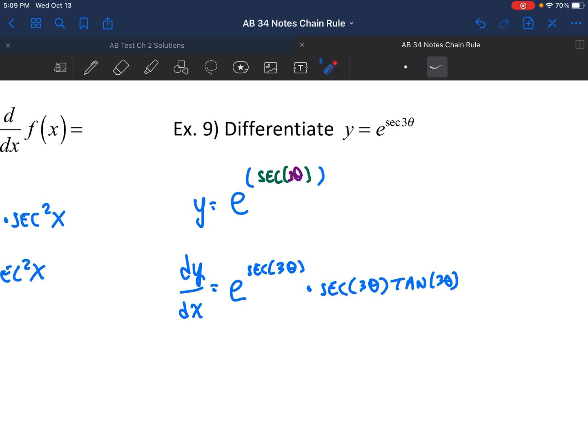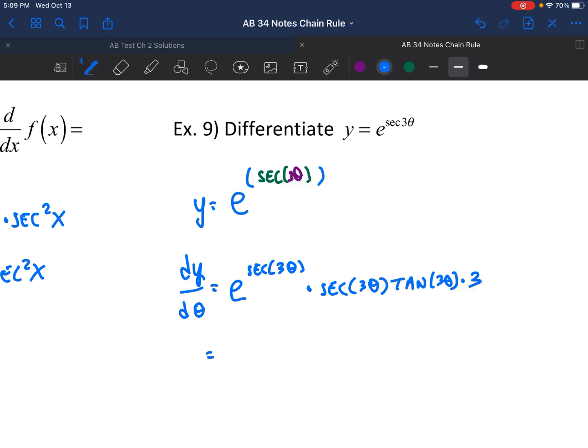multiplied by the derivative of the inside of that, which is the derivative of 3 theta. I need to change something. That's not dy dx, that's dy d theta, because our variable was theta. Lastly, multiplied by 3. So e to the secant 3 theta is the derivative of e. Secant tangent is the derivative of secant. 3 is the derivative of 3 theta.